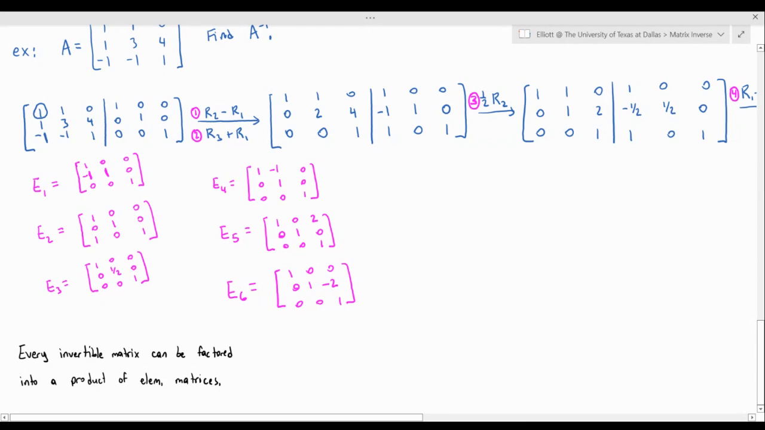Right. So when you do 1/2 times row 2, you can think of it as corresponding to the 2, 2 position, because that's the entry of the identity that gets modified.